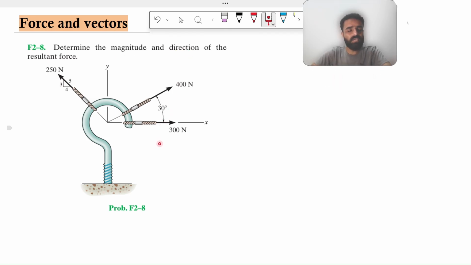In the last lecture, we only discussed the x and y components of the force. So in this video, we will be going further from that video, as we will be determining the magnitude and direction of the resultant force.